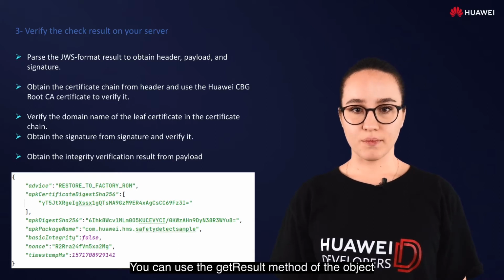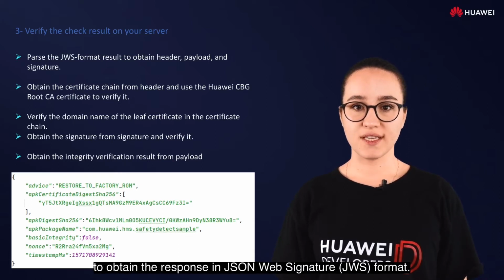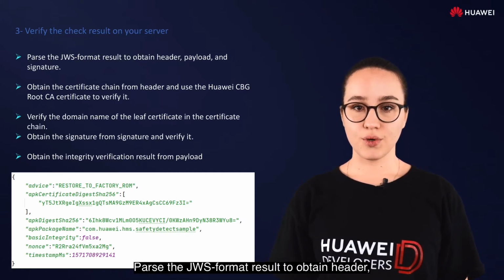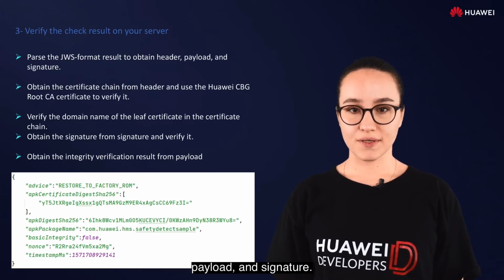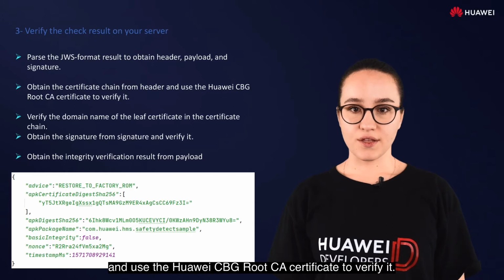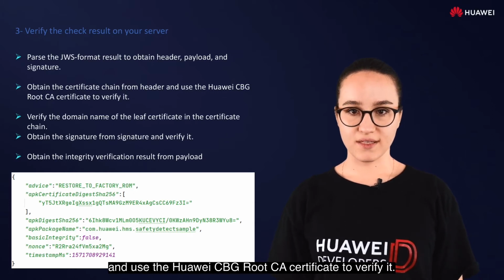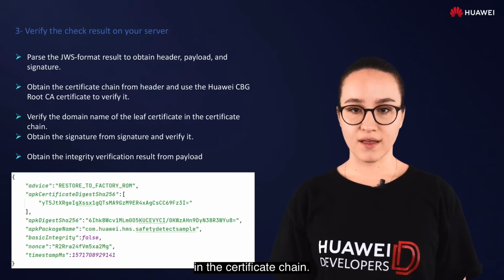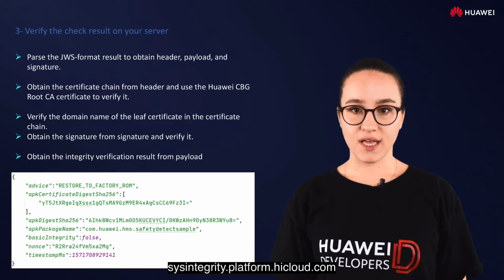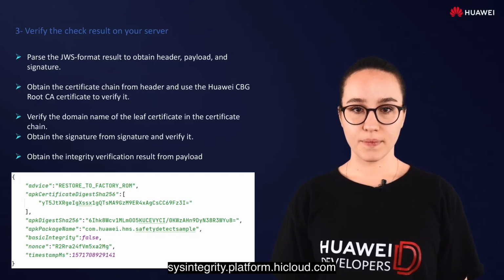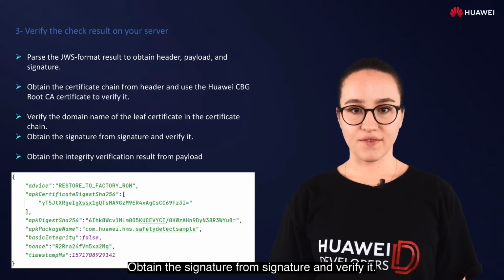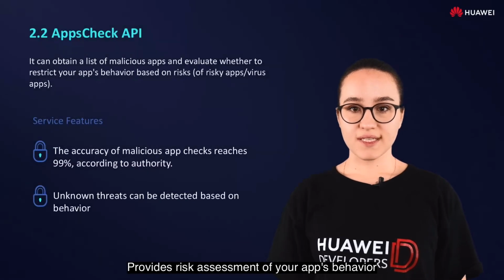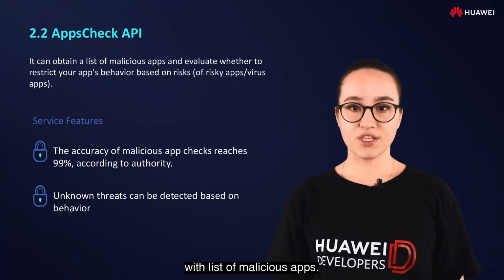You can use the getResult method of the object to obtain the response in JSON Web Signature JWS format. Parse the JWS format result to obtain header, payload, and signature. Obtain the certificate chain from header and use the Huawei CBG root CA certificate to verify it. Verify the domain name of the leaf certificate in the certificate chain. The correct domain name is sysintegrity.platform.highcloud.com. Obtain the signature from the signature and verify it. Obtain the integrity verification result from the payload. Provides risk assessments of your app's behaviors with list of malicious apps.